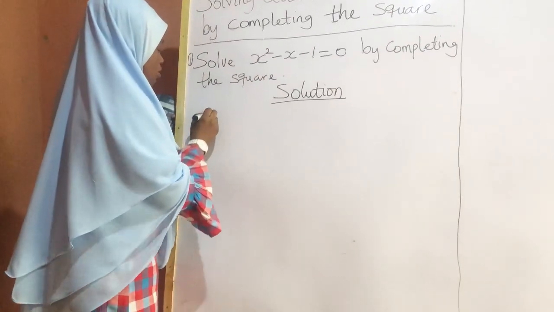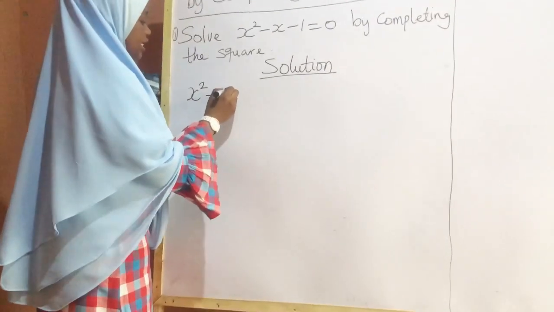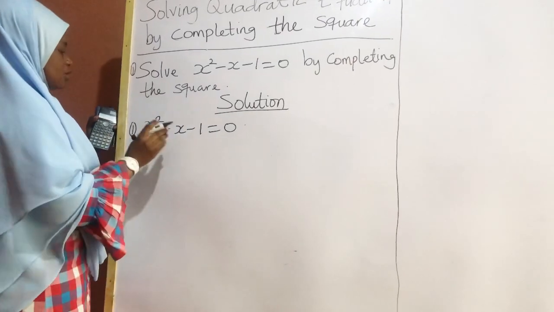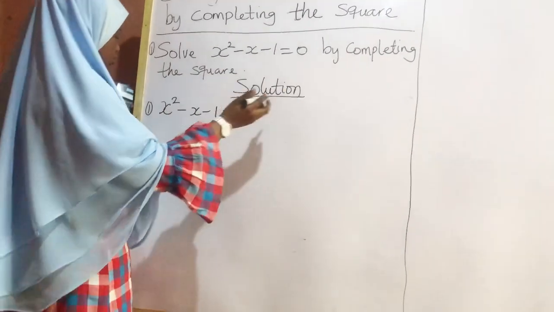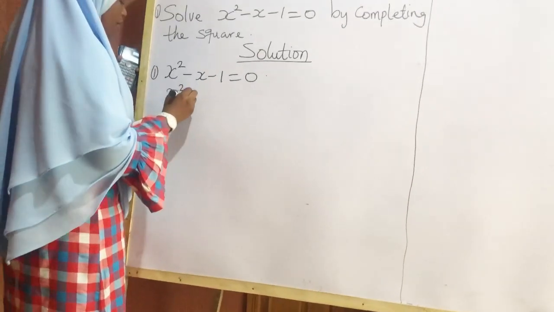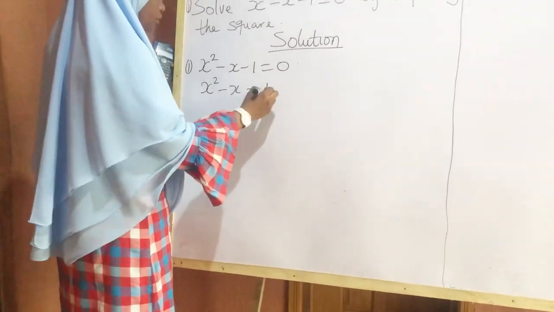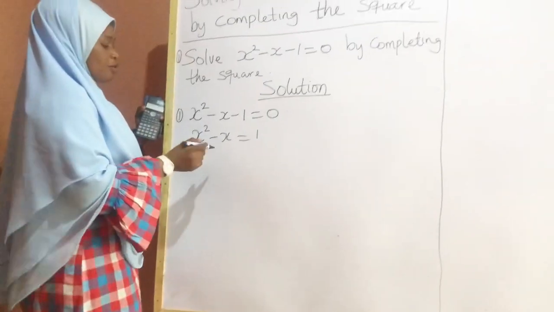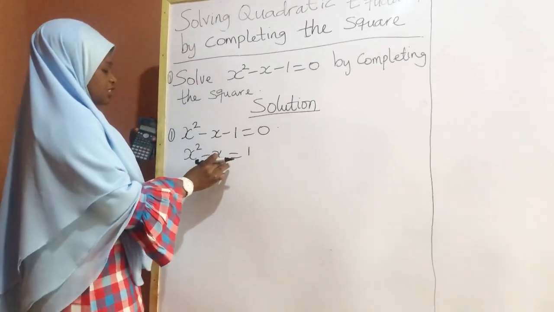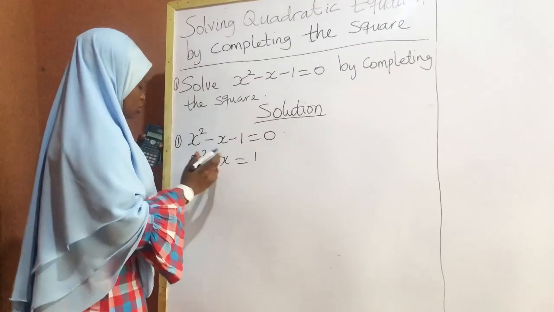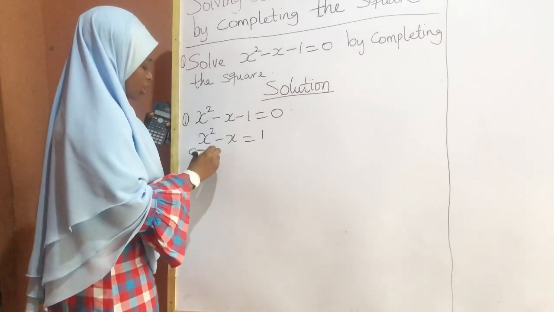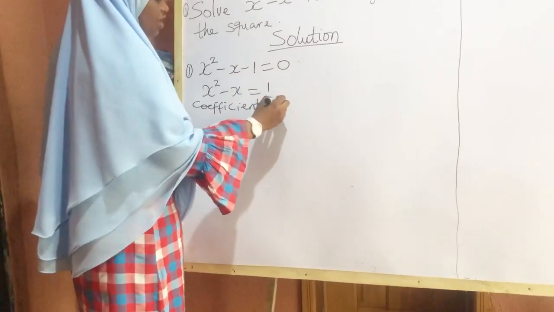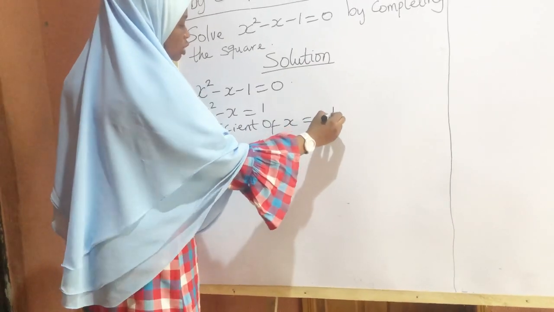Now x squared minus x minus 1 is equal to 0. The first step is that you take the constant out. So x squared minus x is equal to 1. Now the next step, step 2, is that you look for the coefficient of x. The coefficient of x here is equal to minus 1. You do not need to write this one, I'm just using it to explain. Coefficient of x is equal to minus 1.